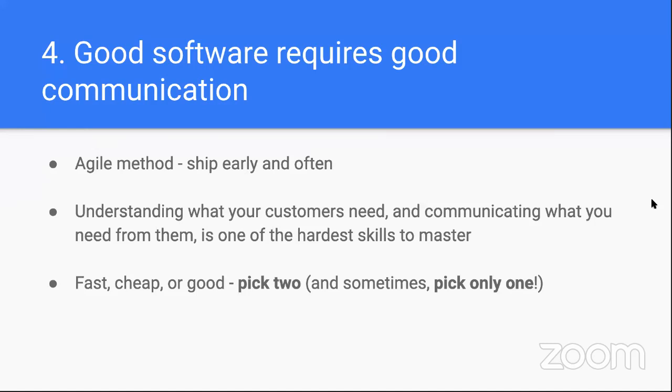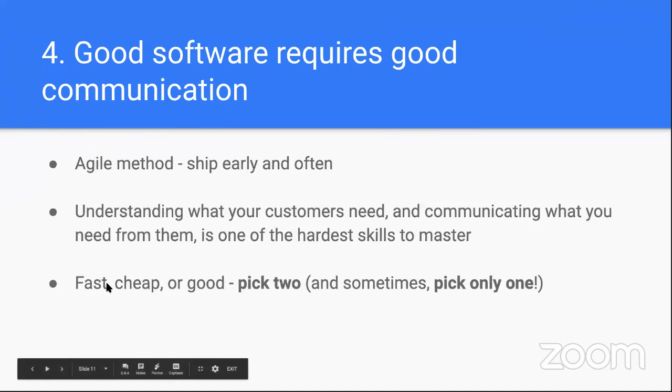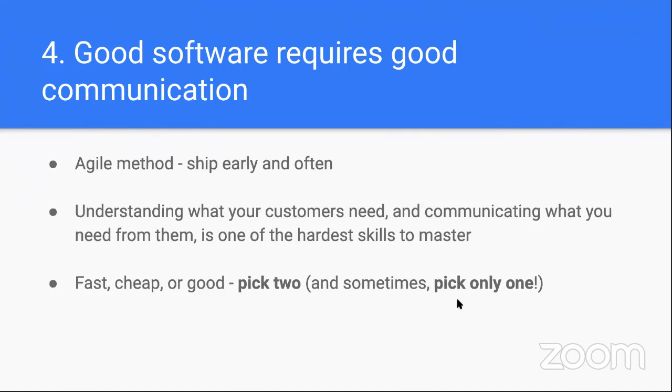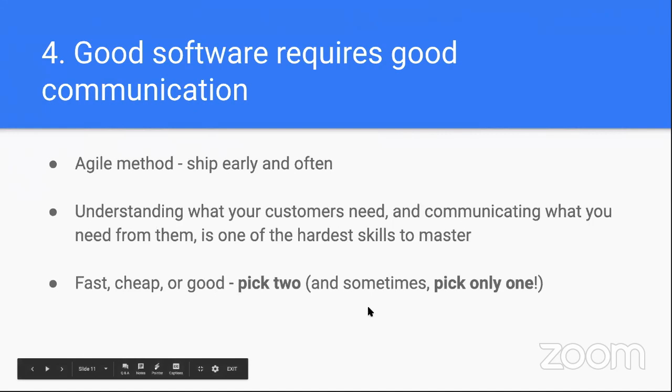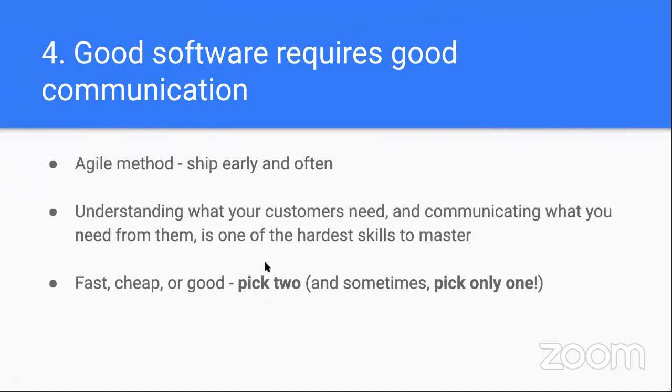There's a pithy saying, that you can have any two of fast, cheap, or good. I don't think that's actually true. A lot of times it's only one, because unless you do everything pretty well, you can't even have two of those. But you can't have more than two. You can't have fast, cheap, and good.